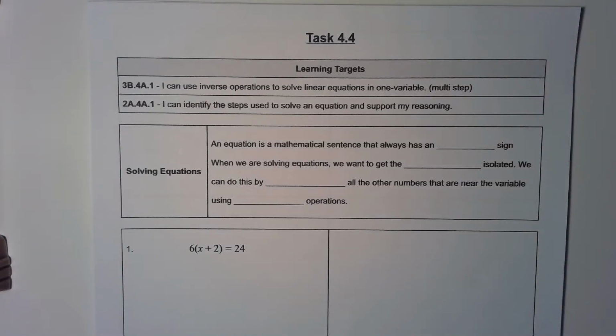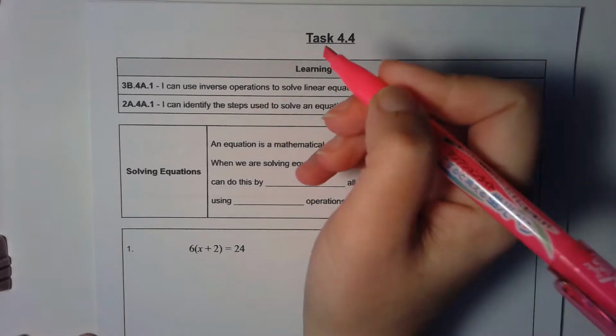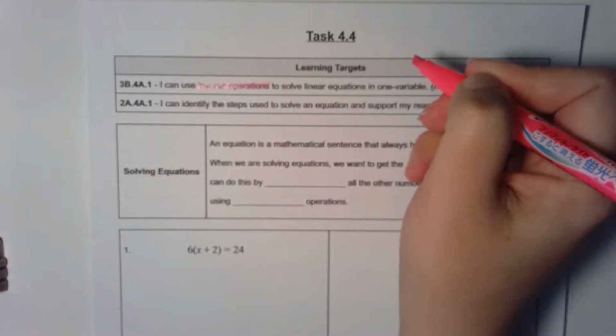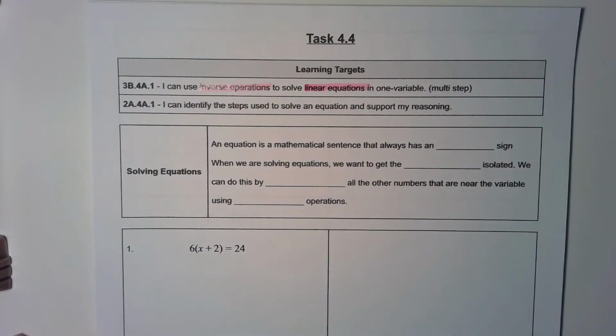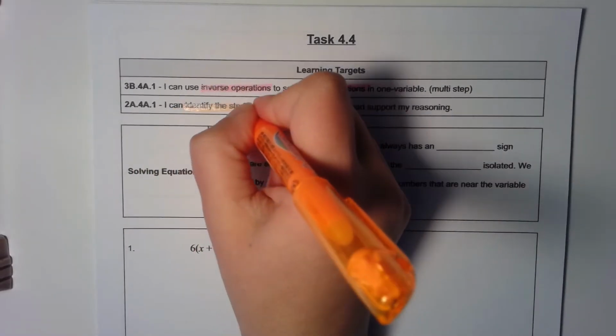In today's video, we have two learning targets. Learning target number one is: I can use inverse operations to solve linear equations in one variable. And these are going to be equations that have multiple steps. Learning target number two is: I can identify the steps used to solve an equation and support my reasoning.